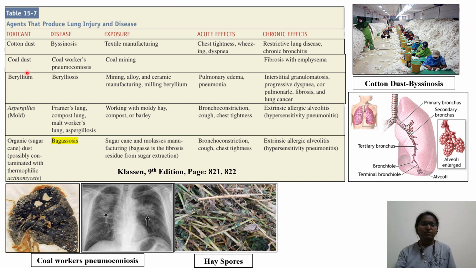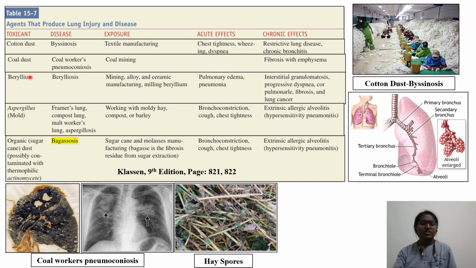Coming to option B, sorry, coal dust. Coal dust is particularly for the miners who are working in the excavation of coal. They will be getting coal workers' pneumoconiosis. Particularly the occupation is coal mining. Here you can see how the lung is affected, as the coal gets deposited in the deeper parts of the lung. More than acute effects, the chronic effects which we can see are fibrosis with emphysema. So this kind of thing will be there whenever a patient's lung is examined in the X-ray.